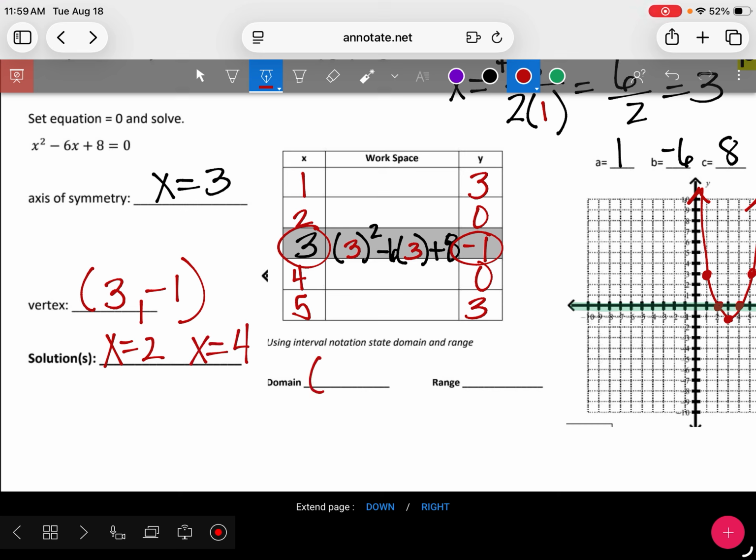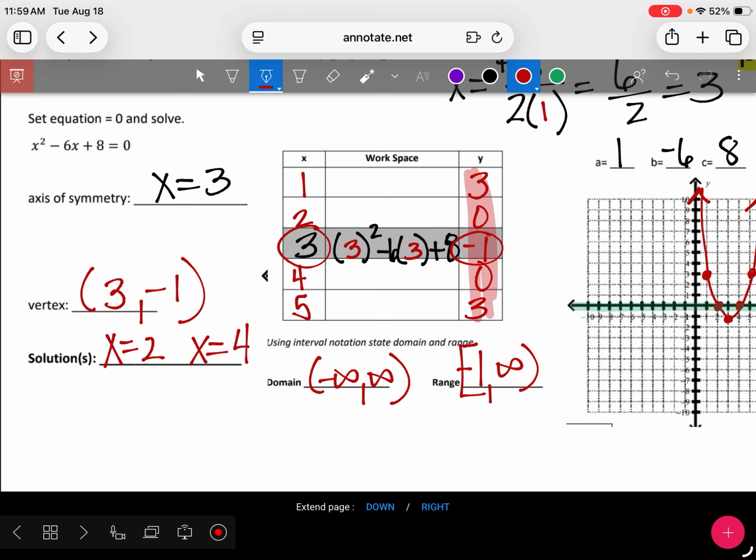So your domain is all real numbers. Is this parabola, does it have a minimum or a maximum? A minimum, good. So looking at this, the lowest y value in this column is -1, and the highest is infinity. And that would be your range.